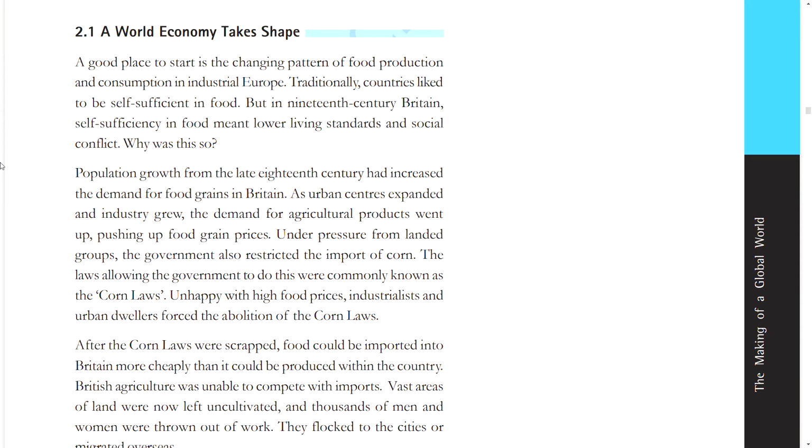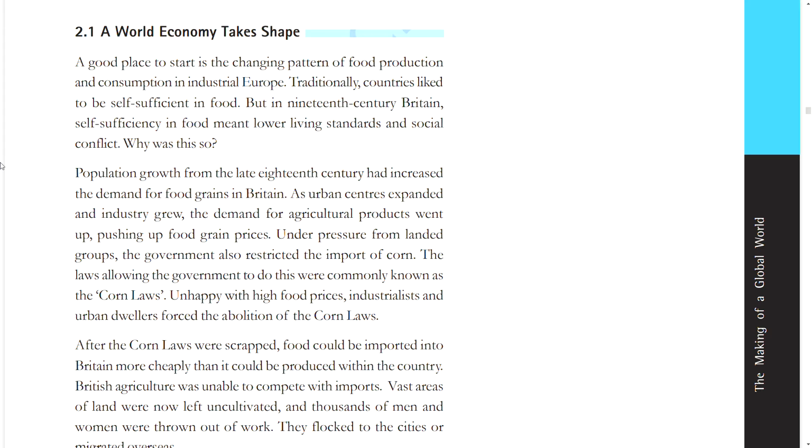A world economy takes shape. A good place to start is the changing pattern of food production and consumption in industrial Europe. Traditionally, countries like to be self-sufficient in food, but in 19th century Britain, self-sufficiency in food meant lowered living standards and social conflict. Why was this so?